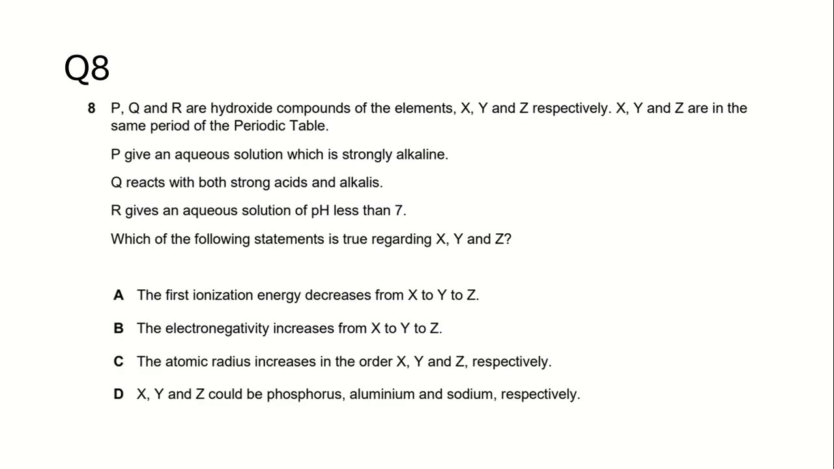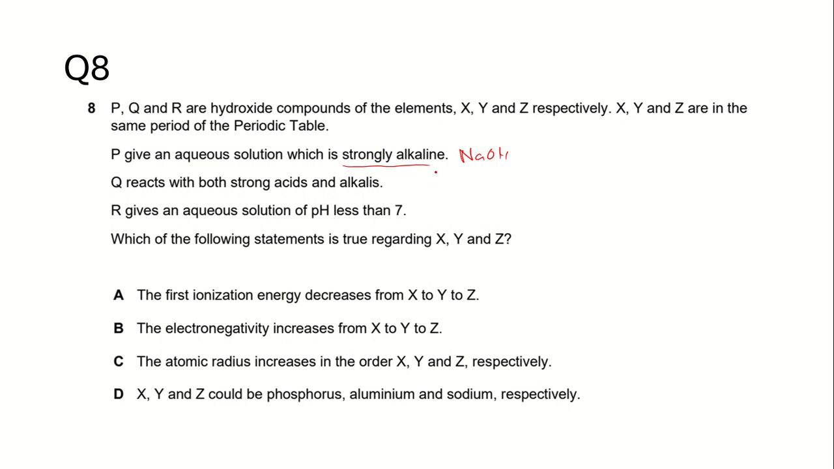Right, let's move on to question 8. P, Q, and R are hydroxide compounds of the elements X, Y, and Z respectively. X, Y, and Z are in the same period of the periodic table. P gives an aqueous solution which is strongly alkaline. Whenever I say strongly alkaline, I think of sodium hydroxide. Q reacts with both strong acids and alkalis.